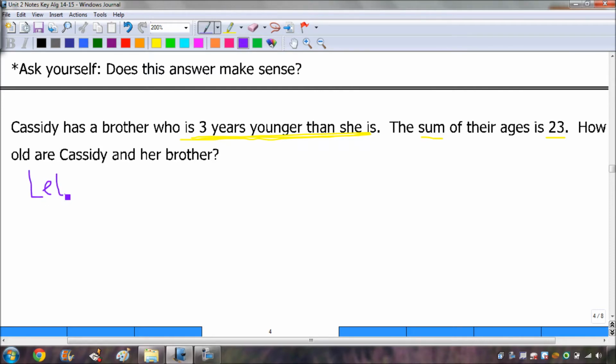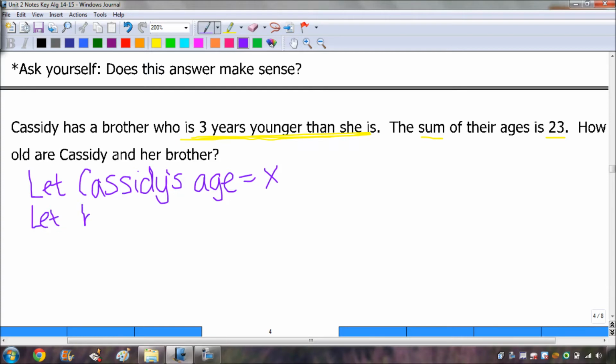So we're going to say let Cassidy's age equal some variable because we don't know how old Cassidy is. So you can call it whatever you want. I'll call it X, okay? Then, now that I've written that, I can write a let statement for Cassidy's brother, right? So let the brother's age equal, well, if he's 3 years younger than she is, then you have to take her age and subtract 3. So I asked myself, how many things do I not know? I didn't know 2 things, so I wrote 2 let statements.